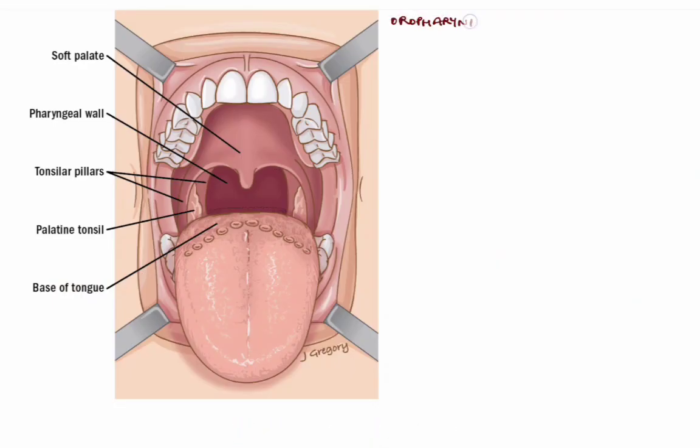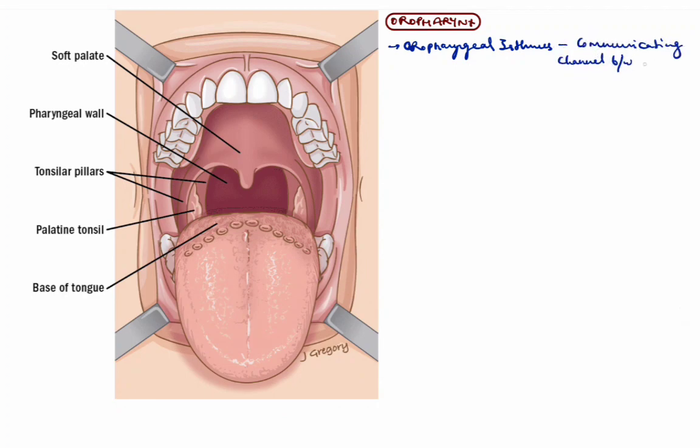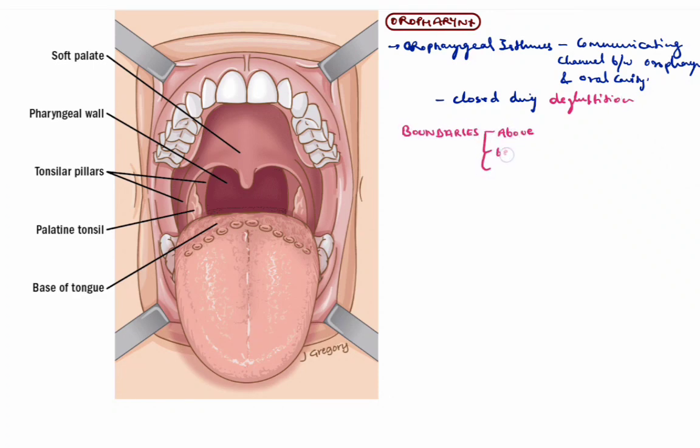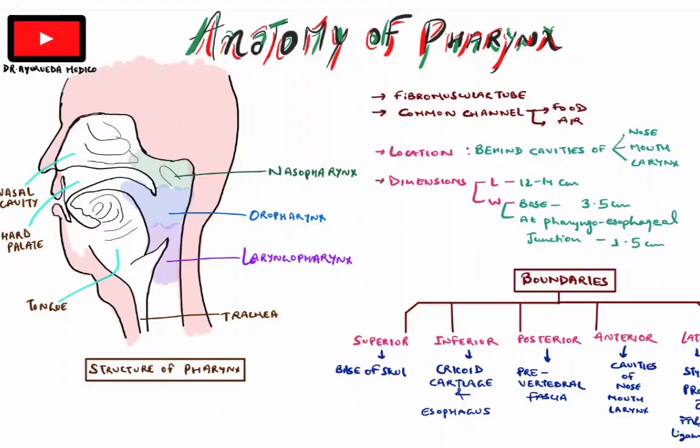Now understanding the concept of the oropharynx. The oropharyngeal isthmus is a communicating channel between the oropharynx and the oral cavity. It has boundaries: anteriorly, that is above, by the soft palate, and below, that is inferiorly, by the dorsal surface of the posterior one third of the tongue.